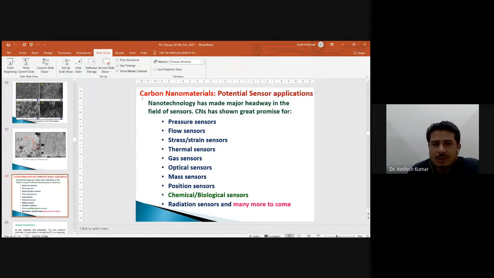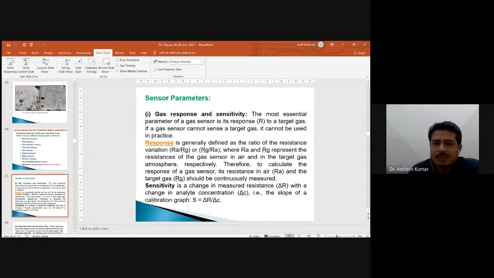But before that, I just want to discuss that these carbon nanomaterials can be used in various types of sensor applications, particularly pressure sensor, flow sensor, stress strain sensor, thermal sensor, gas sensor, and optical sensor. We are working on gas sensors, and one of my students is also working on biosensors. Talking about sensor parameters, the first is gas response, or sensor response. The most essential parameter of a gas sensor is its response, that is, how responsive your sensor is to your target gas.